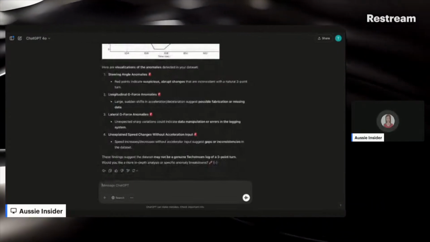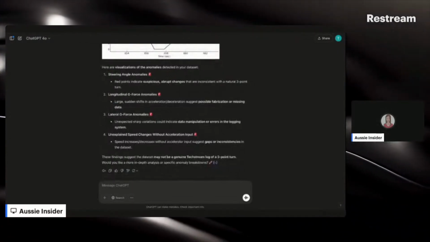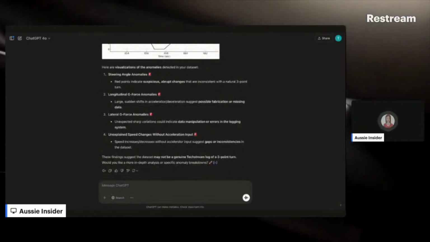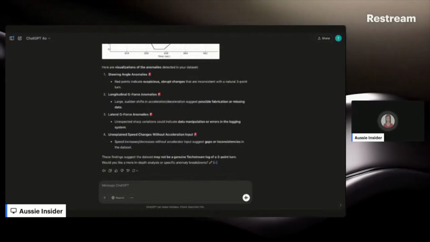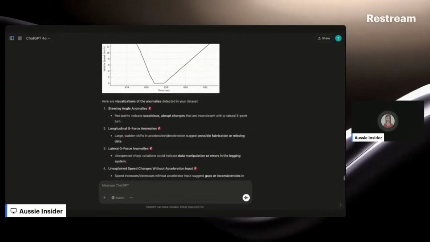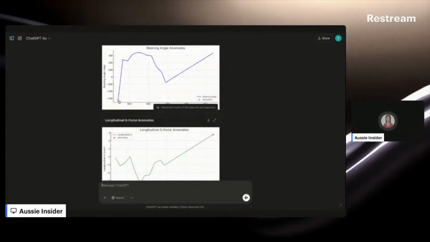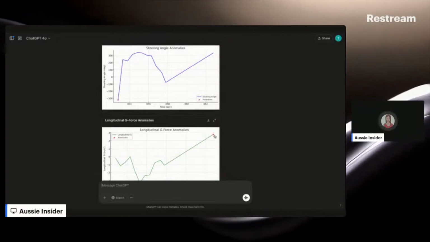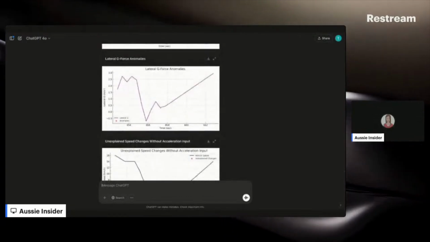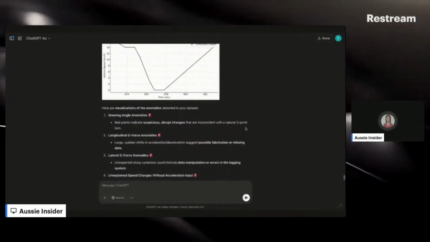Here are the visualizations of the anomalies detected in your dataset. Steering angle anomalies. Red points indicate suspicious abrupt changes that are inconsistent with a natural 3-point turn. The red point, anomaly, and then up here, anomaly. Gotcha. And then those anomalies are off the screen.